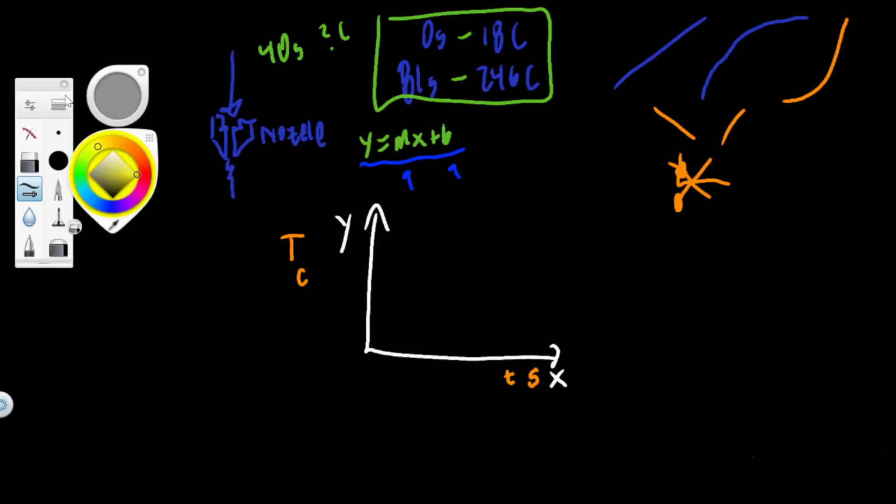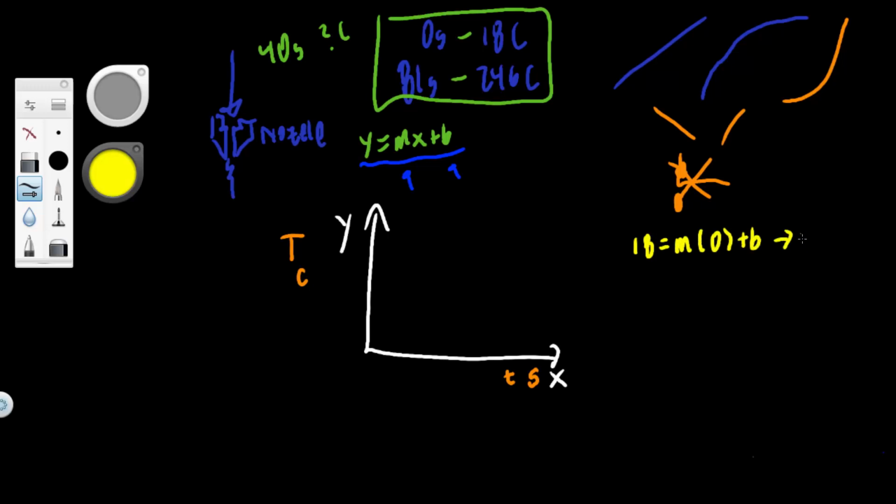So we're going to have two equations, and again, they're y equals mx plus b. For the first one, y is 18, equals m, which is unknown, times x, which is 0, plus b. I already know that b equals 18, because m cancels out here. For the second equation, y is 246 equals m times x, which is 81, plus b.